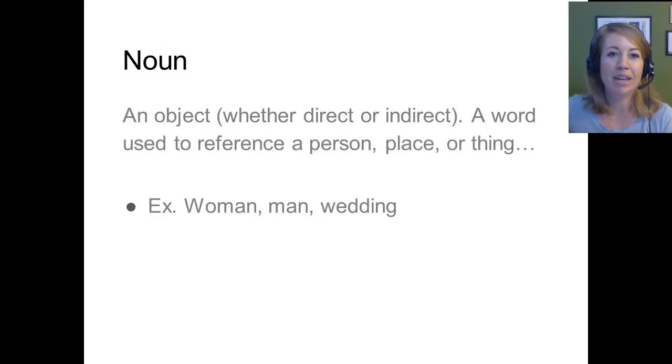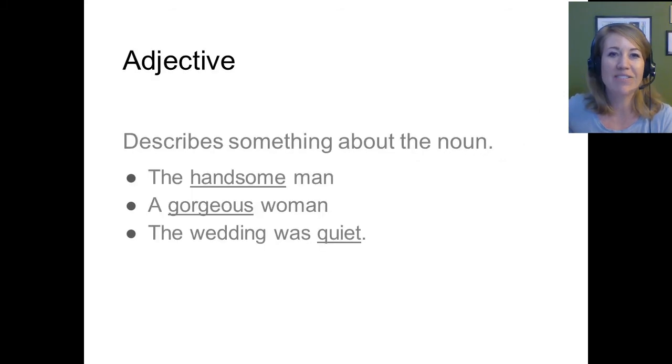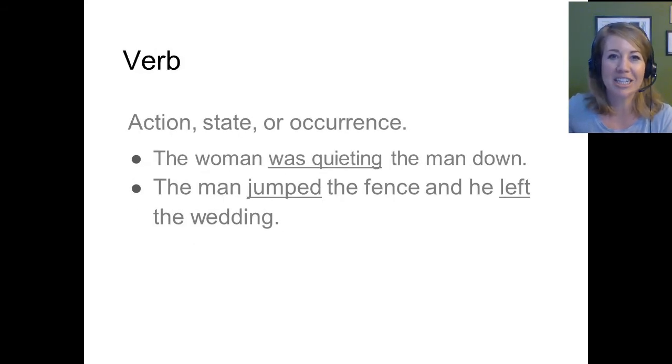Just to recap, a noun is basically a word used to reference a person, place, or thing. So that could be woman, man, or wedding. I want to clarify right here that yes, wedding can also be used as a verb, right? She is wedding him. But we don't typically do that. We typically mean wedding as an event or a thing, right? So in that way, it can be used as the noun. An adjective is something that describes something about the noun. So a handsome man, a gorgeous woman, a quiet wedding. A verb is the action in the sentence. What is the noun or the object doing? Well, the woman was quieting. The man jumped. Those are the actions they're performing.